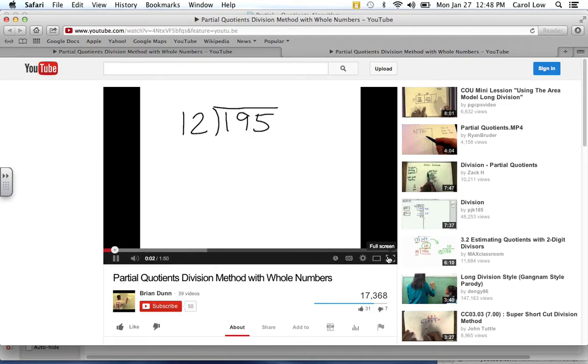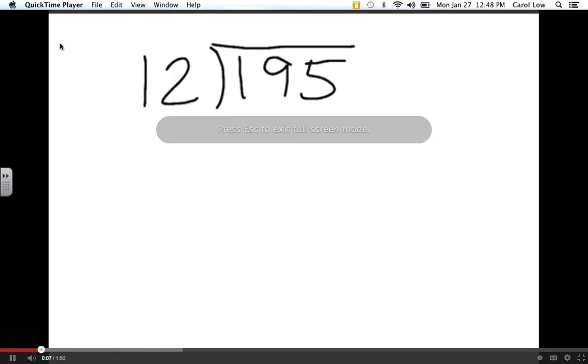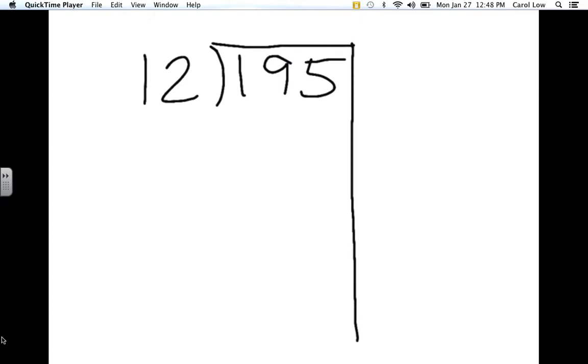This is the partial quotients division algorithm. Basically, the idea of partial quotients is instead of trying to divide directly into the number as many times as possible, to basically chip away bit by bit at the dividend using the divisor. So the first thing we do is draw a line down the side. This is going to separate my remainders from my actual quotient.